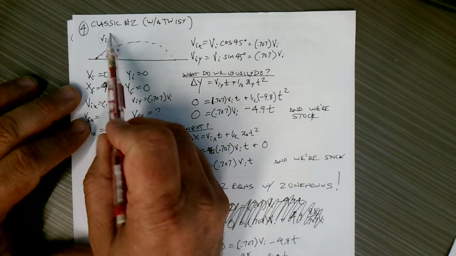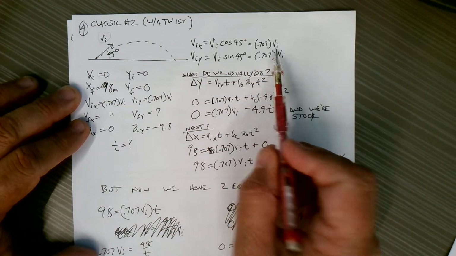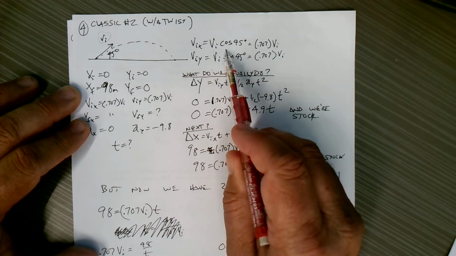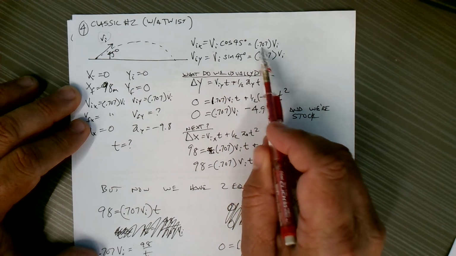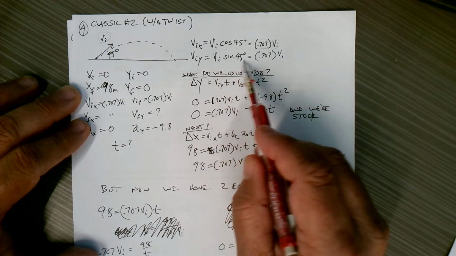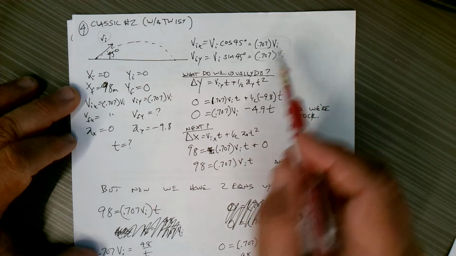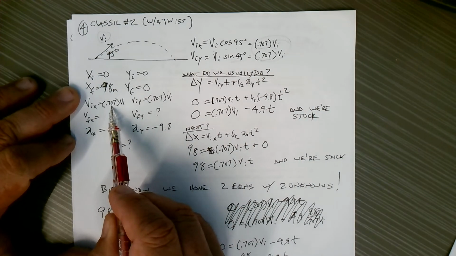We aren't given this number. So when we go to do our componentizing that you have to do first, we have an unknown number times cosine of 45. Now cosine of 45 is 0.707. I did that in my calculator. And sine of 45 is also 0.707. So when it comes to these initial velocities, I don't have a number, but I do have an expression.